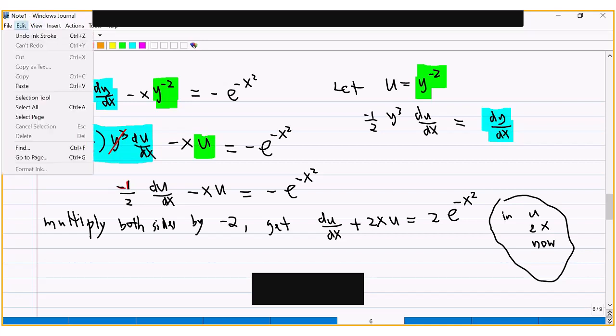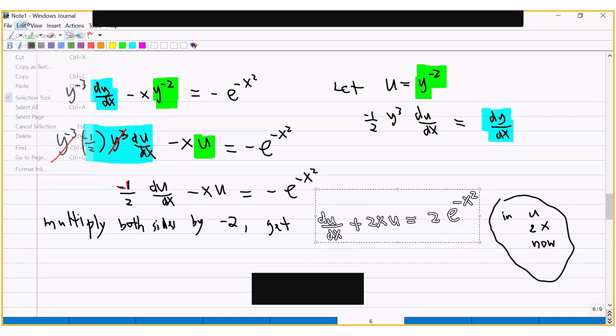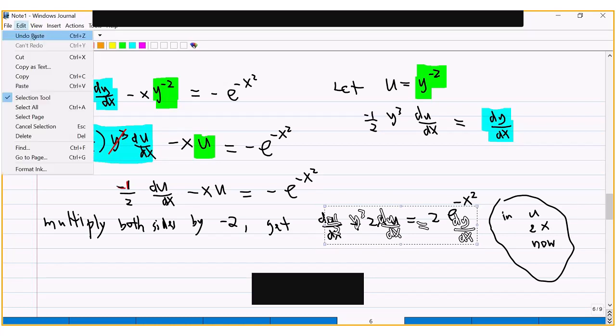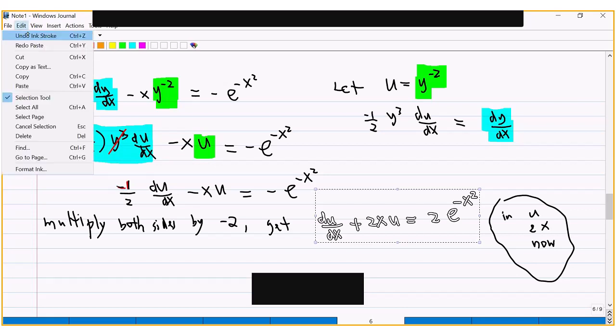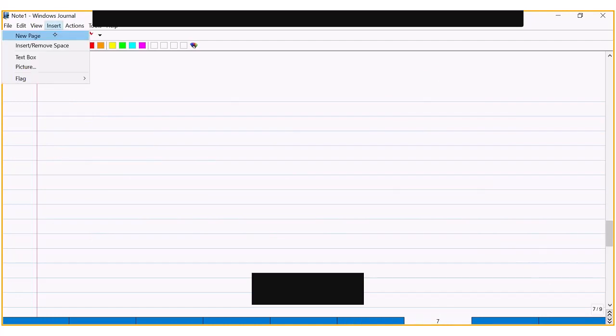So select the 2 here. I want to copy to the next page here. So copy this one first. Go to the next page. I think this example is unexpectedly long.